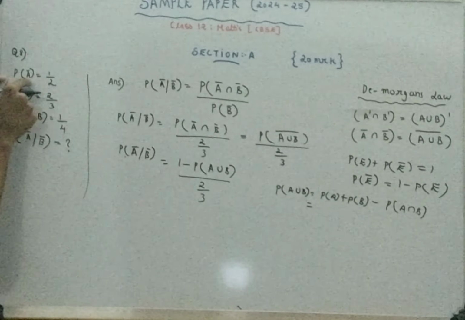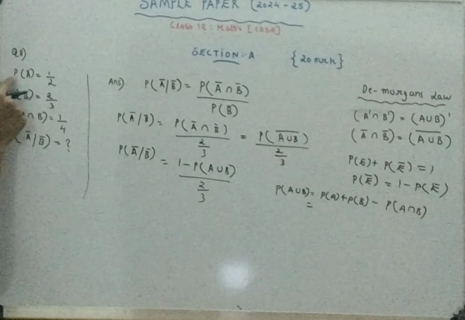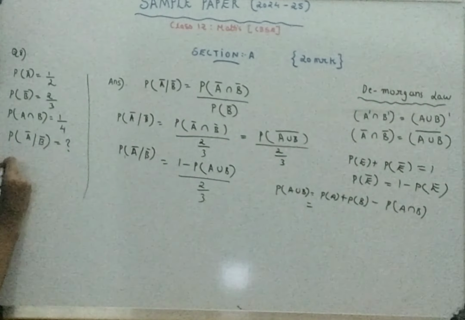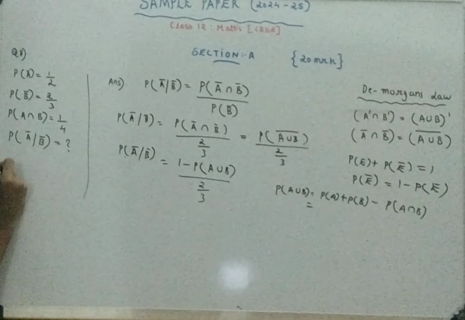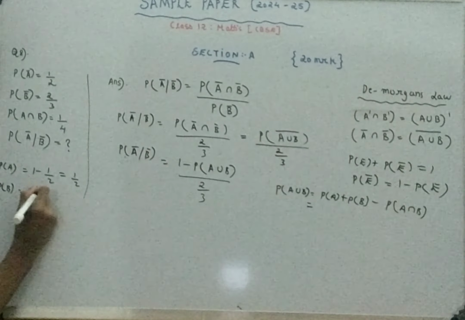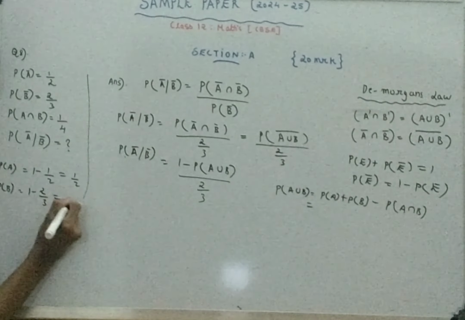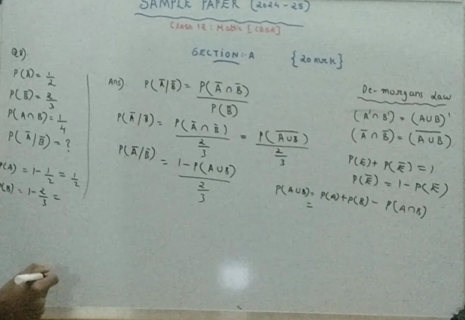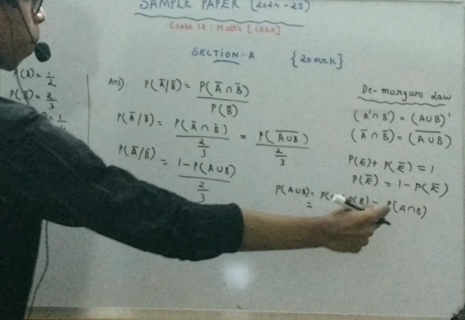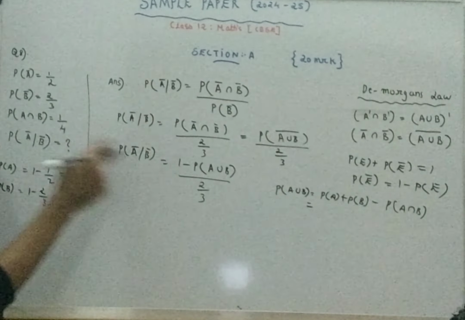Now here, before that, we have been given the probability of not A. In order to find the probability of A, what should we do? 1 minus, isn't it? So the probability of A is equal to 1 minus 1 by 2, which is 1 by 2. Similarly, the probability of B is equal to 1 minus 2 by 3, which is equal to 1 by 3, and we know the probability of A intersection B is equal to 1 by 4.